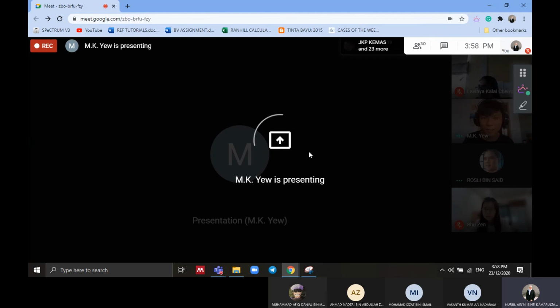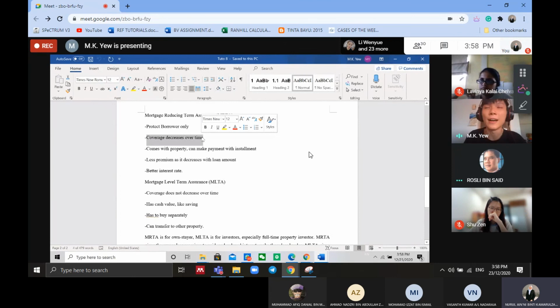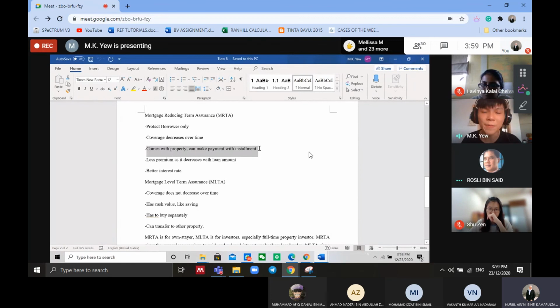Okay. Can you see my screen? Yes. Okay. So MRTA is about protecting the borrower only, right? So it covers decrease over time, like we learned in the lecture note, the graph going down every year. So it comes with the property, and we can make payment with installment. This means when we purchase our property, we can put in the MRTA with the installment. So less premium because it decreases over time, and it protects actually only the borrower, right? So it gives a better interest rate.